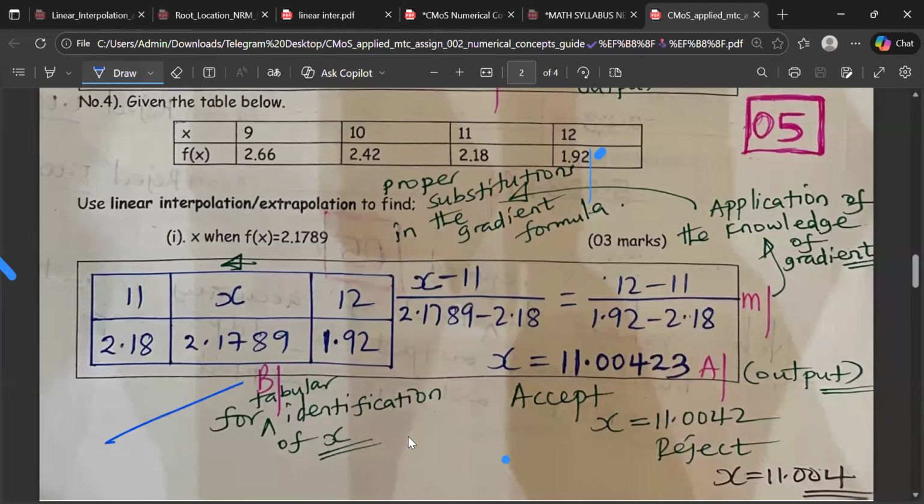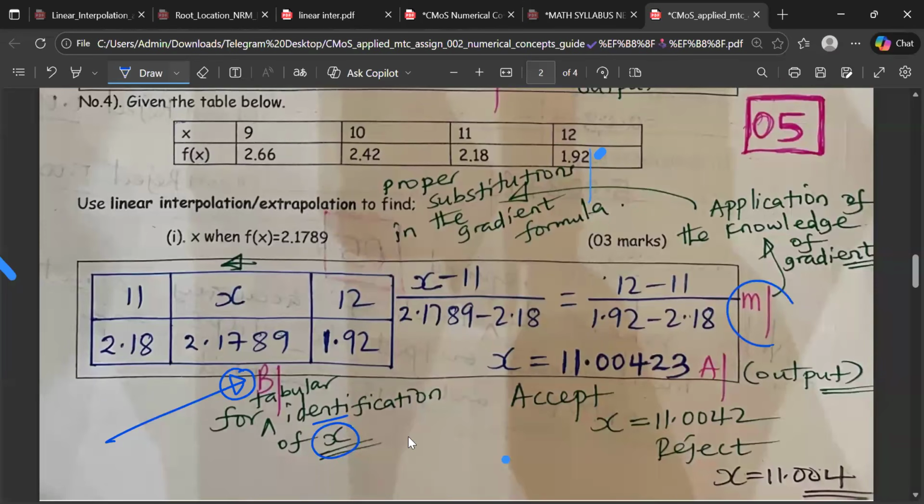Very clear instructions: you get a bonus mark the moment you identify the unknown x value tabularly. Then you get the method mark. You see here I considered this direction, from right to left, but first we considered left to right. And then you get the final answer mark for the output. Then the answer to 4 DPs is accepted, but to 3 DPs or below you reject. I think you can see very organized work.